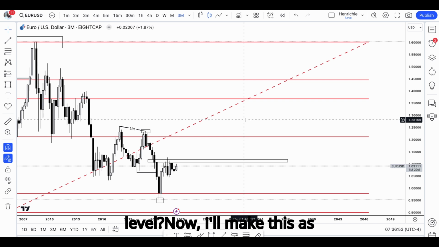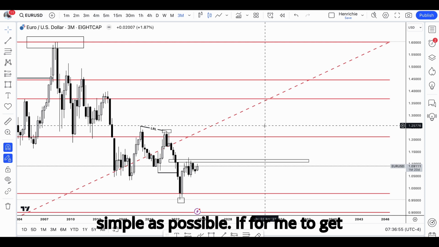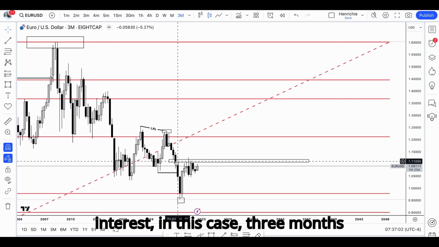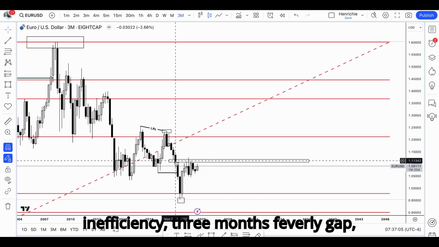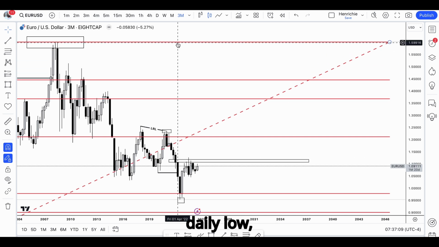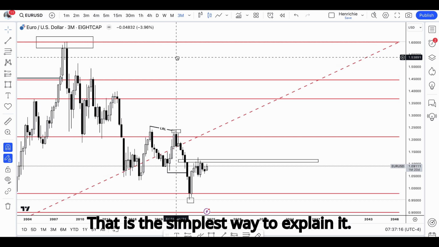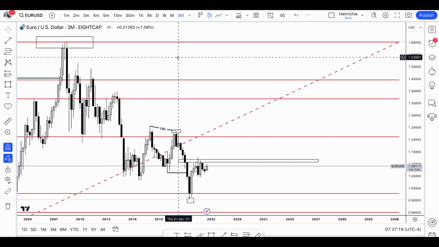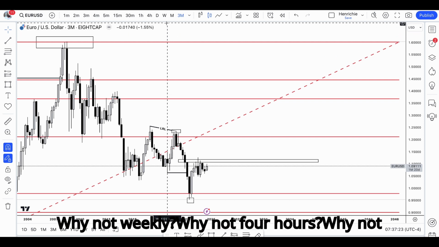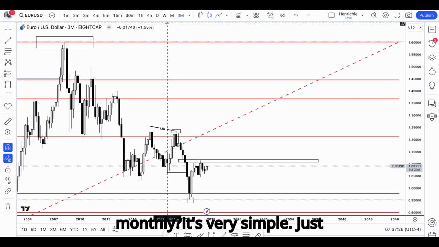What key level? Now, I'll make this as simple as possible. If we mitigate a 3-month point of interest, in this case a 3-month inefficiency, 3-month fair value gap, I'll be targeting a daily low, daily liquidity. That is the simplest way to explain it. Why a daily low? Why a daily liquidity? Why not weekly? Why not 4-hour? Why not monthly?